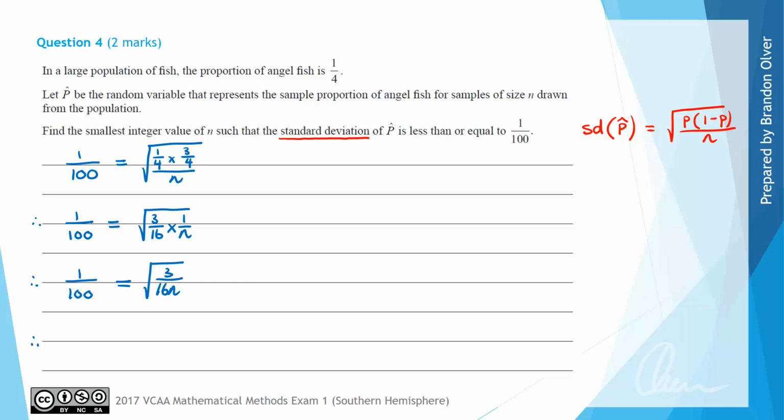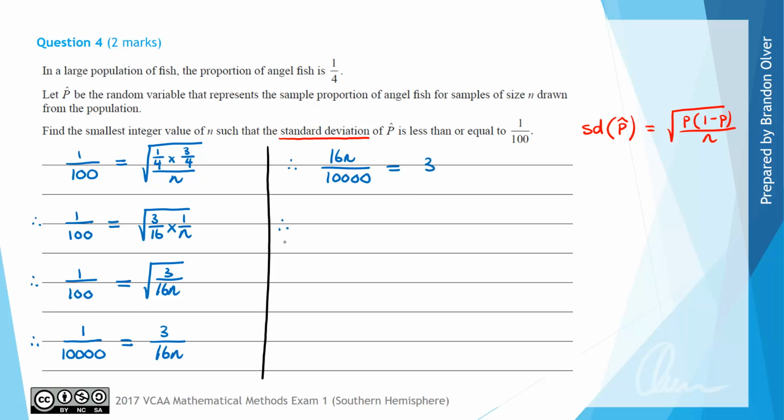And now when we square both sides, because we need to solve for n, we're going to have 1/100 squared is equal to 1/10,000, and that is going to equal just 3/16n now. And our job now is just to solve that equation. So starting off by multiplying both sides by 16n to get the variable we're solving for out of the denominator and into the numerator, we find that 16n over 10,000 is equal to 3.